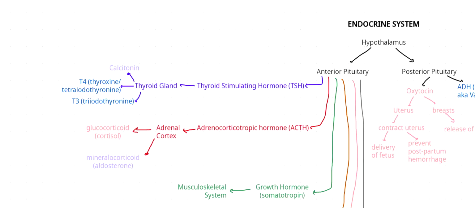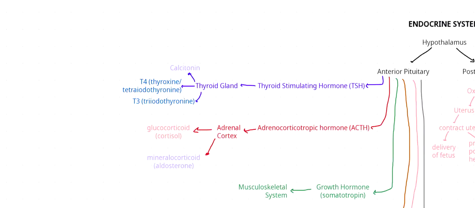Okay. So then in the anterior pituitary, so these ones are actually secreted by the anterior pituitary. The posterior pituitary just releases, okay? It doesn't create it. The anterior pituitary creates the hormones.